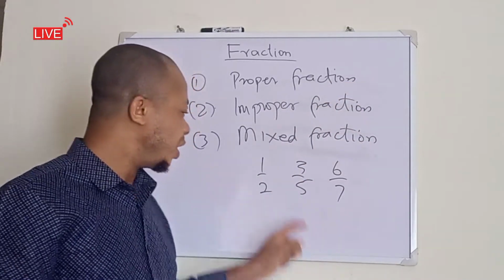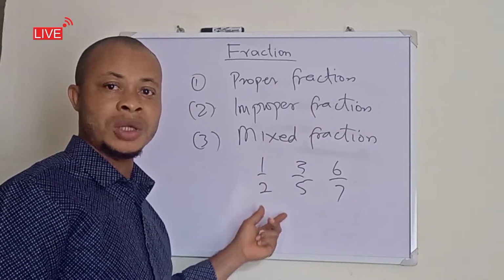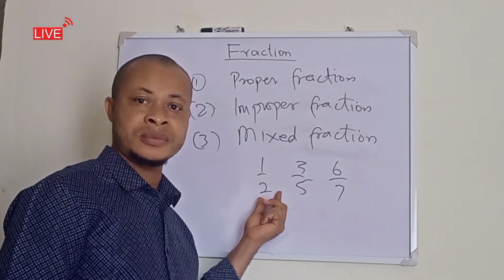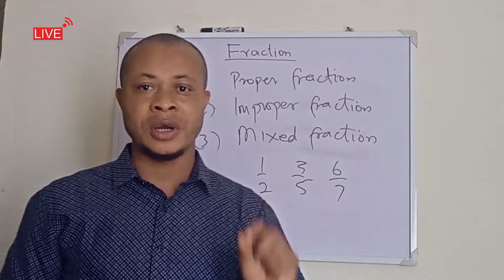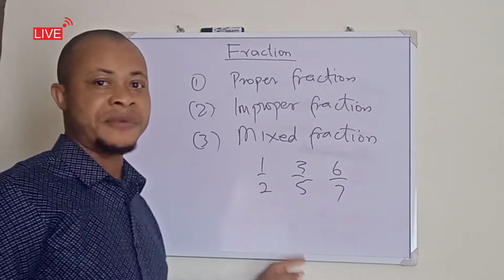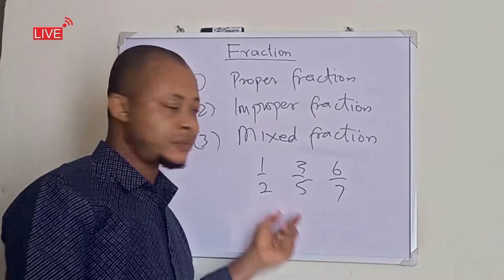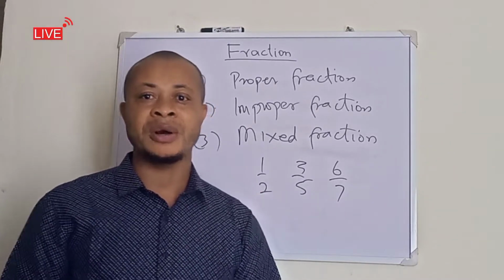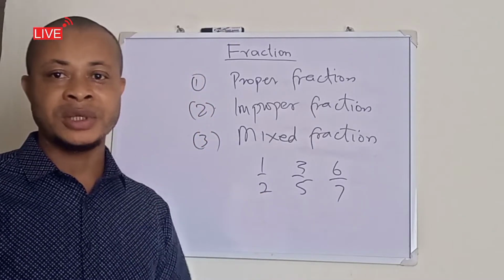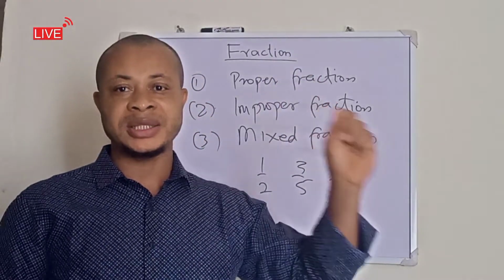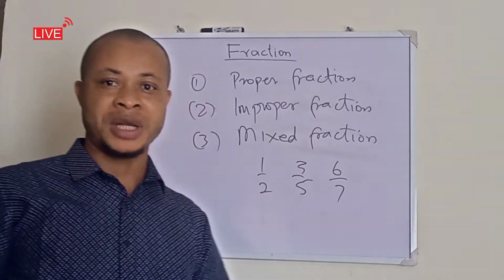In other words, the value of this fraction is not equal to 1, it's not up to 1. That's another way you can define it. A fraction whose value is not up to 1 is known as proper fraction. 1 over 2 is 0.5. It's not up to 1. So that is a good example of proper fraction. A fraction whose numerator is lower or lesser or smaller than the denominator is known as proper fraction.